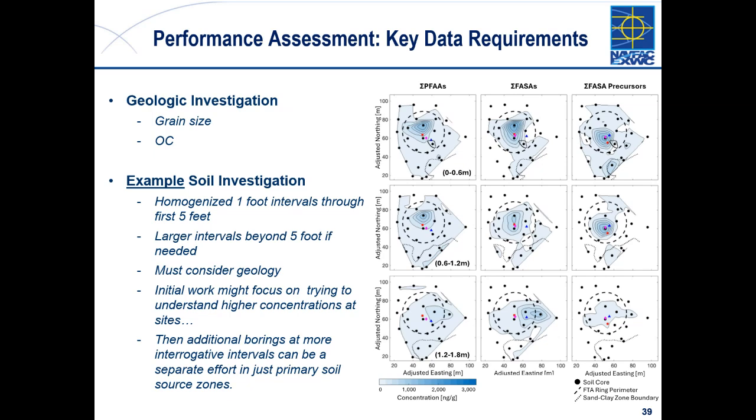Yeah, so I think we can never forget about the geology, understanding the lithology, things like grain size and organic carbon content. These are things that are needed for understanding PFAS phase distribution. In some of the soil investigations we've done, we like to homogenize in 1 foot intervals, at least through the first 5 feet or so, and then maybe larger intervals if we need to go further than that. But again, you really need to understand the geology, and you may need to deviate from this if you want to consider some low permeability zones.